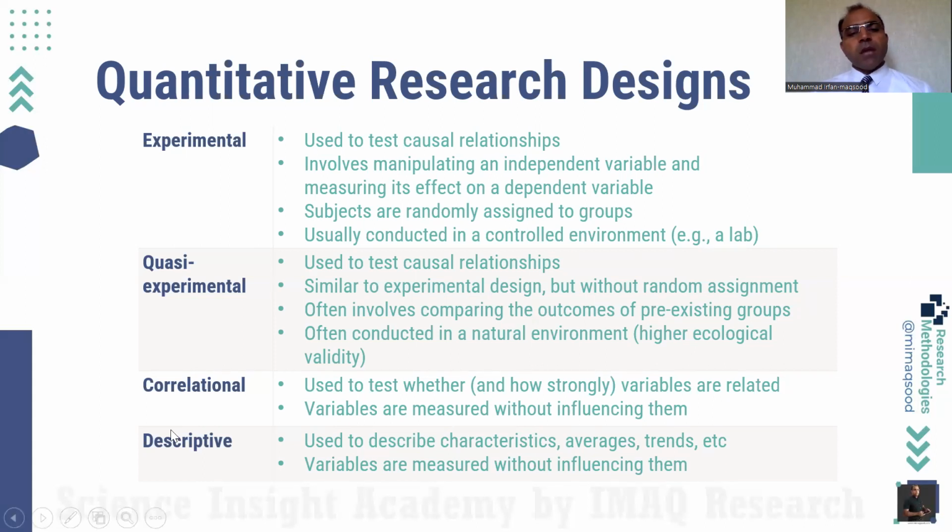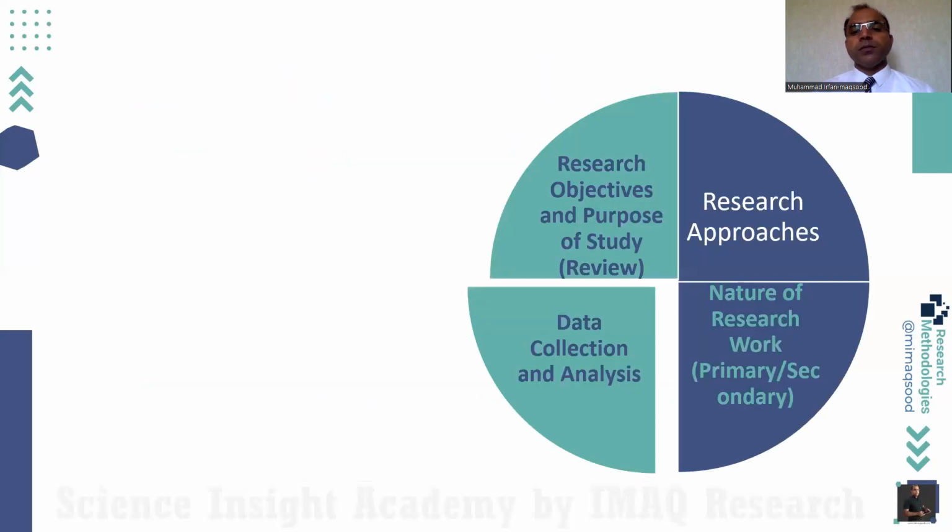Also, the third type is correlational studies, which is also among the quantitative research designs. For example, what kind of variables and how strong they are, and you are studying the variables without influencing them. Also, we have descriptive quantitative research designs, where you are studying changing trends, averages, characteristics of specific attitudes, changes in evolutionary stages. These kinds of things are included in the descriptive quantitative research designs.